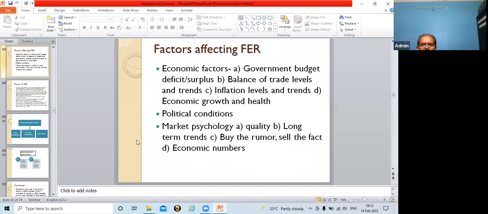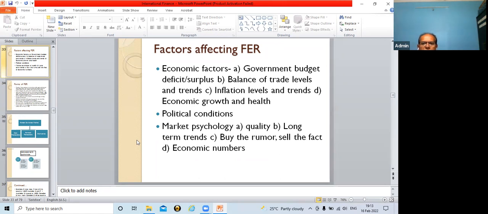These are the factors which affect foreign exchange rates. Factors such as the economic sector. Under the economic sector, say, government budget. Each and every country's government prepares a budget, that is estimated receipts and estimated payments. And this budget also speaks about the facilities and concessions given to import and export business.